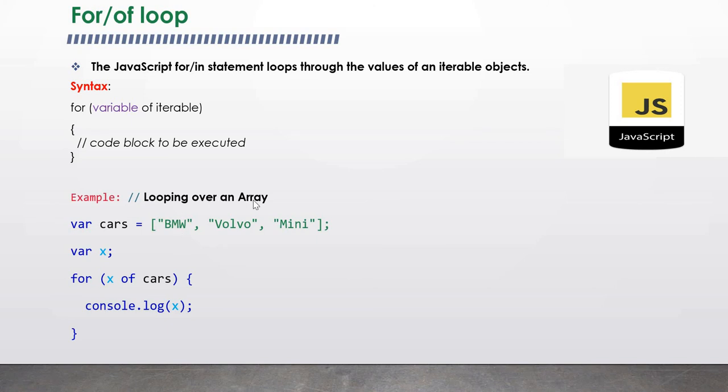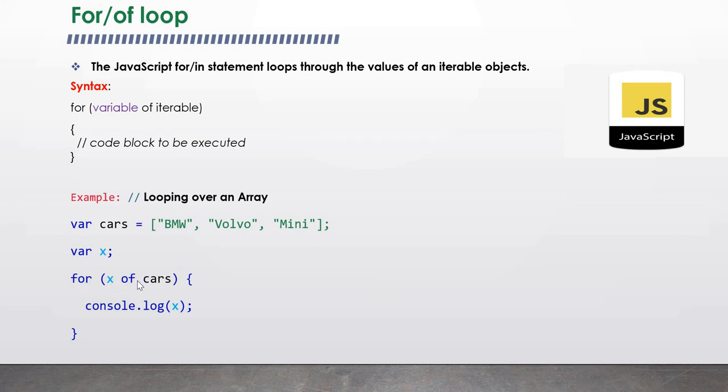Here we have a cars variable, an array, which has some values, right? Like BMW, Volvo, Mini. This is the cars array. And now I declare another variable, x. We are going to use x over here in our for...of loop.